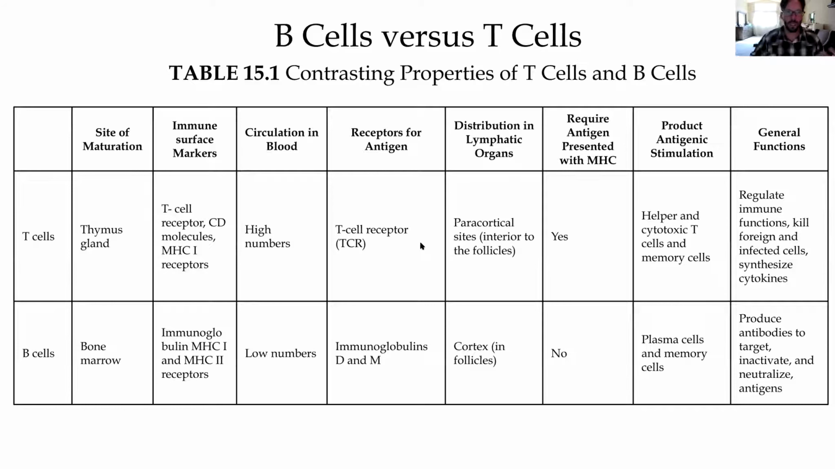Here's a table. Again, you don't have to memorize these tables, but this kind of breaks down the differences between T cells and B cells, where they mature, what kind of receptors they have. So the T cell has these CD receptors and MHC1 receptors. We haven't got into the B cell really, but the receptors that they have are going to be MHC1 and MHC2, and they're going to secrete antibodies.